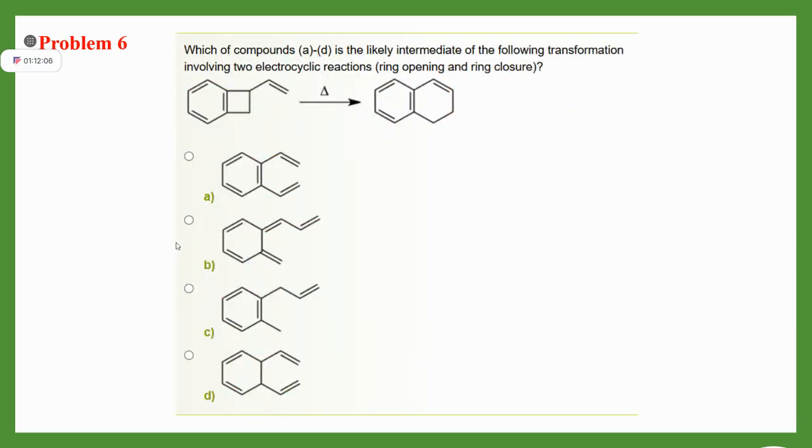So now it's time to come to problem number 6. Let me read it for you. Which of the compounds among A to D is the likely intermediate of the following transformation involving two electrocyclic reactions, ring opening and ring closure? They are asking which intermediate is going to form in order to get this product P from reactant R under heating condition.